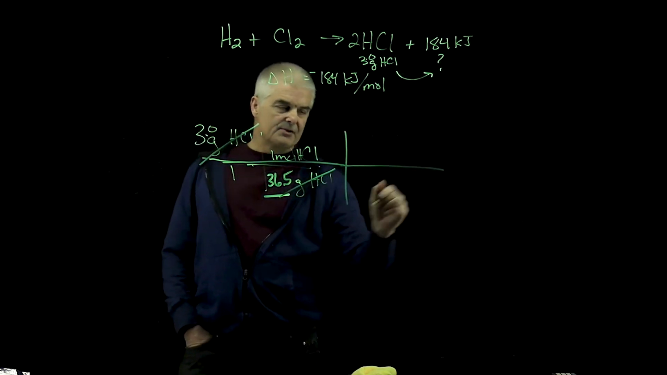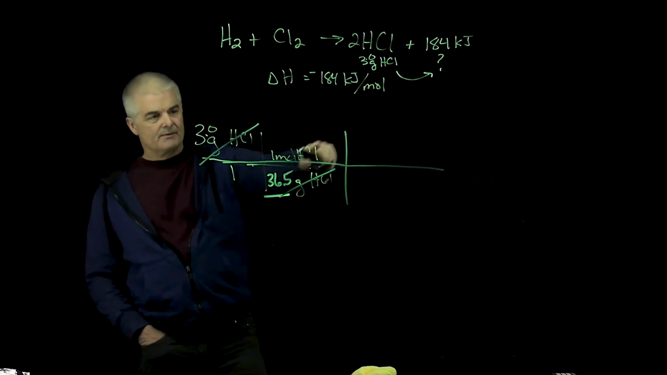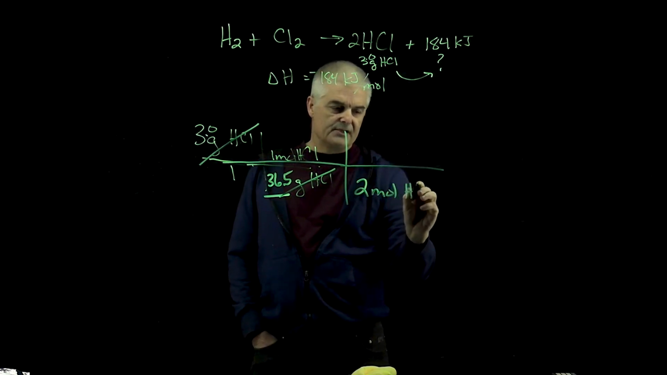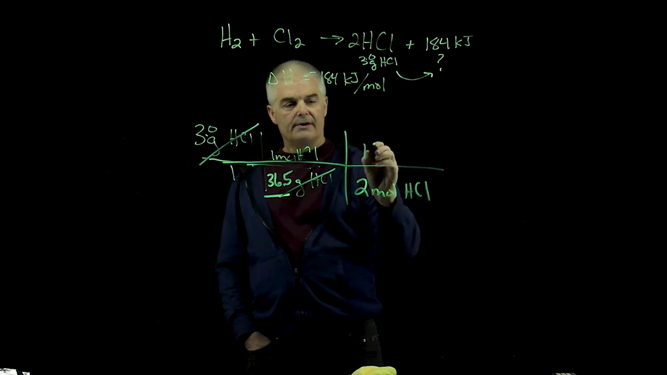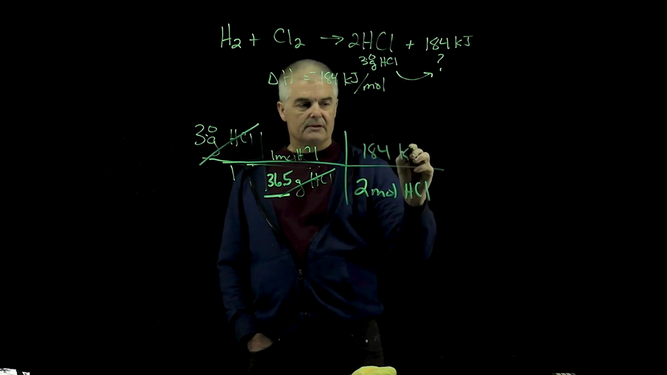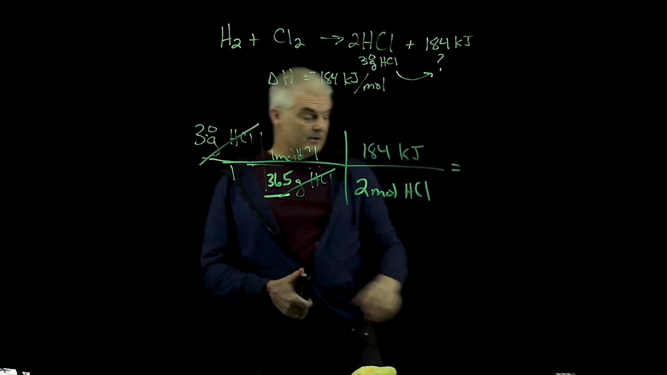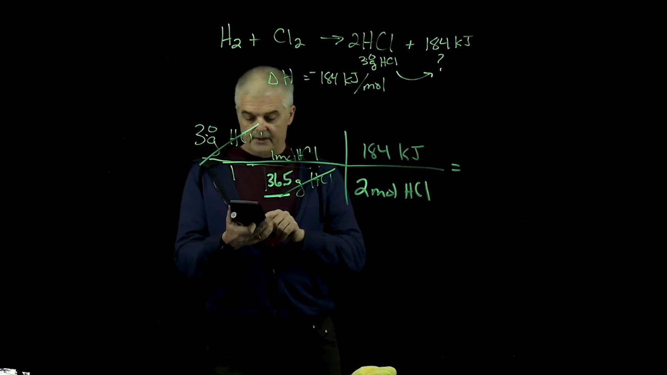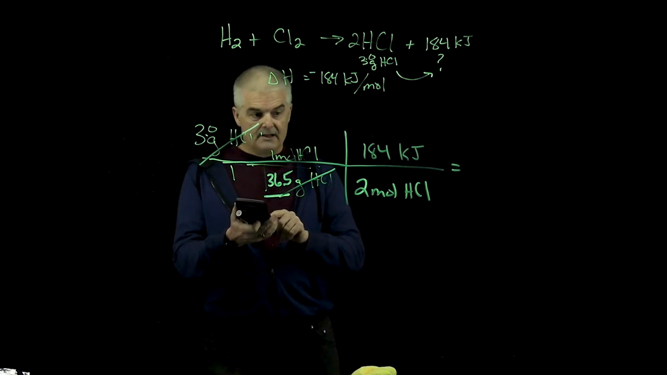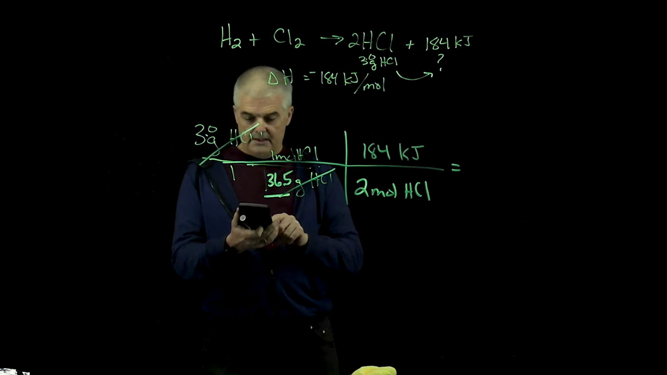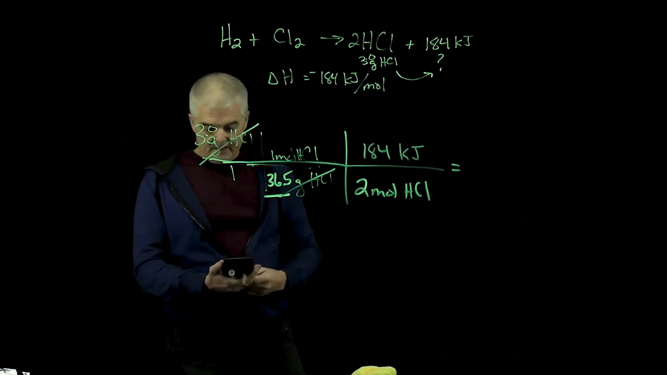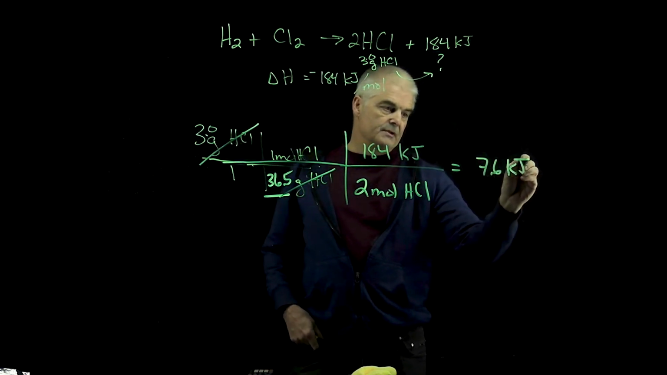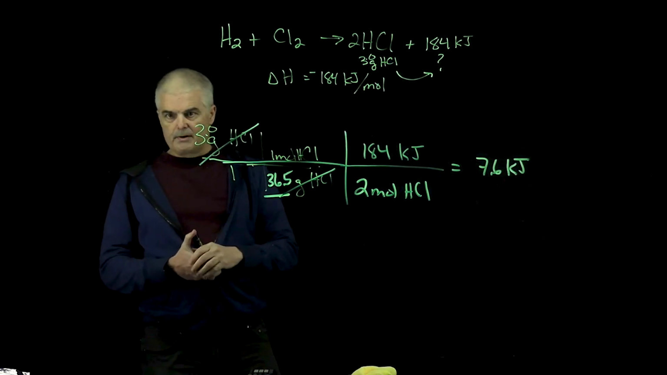Now watch this step. This is the step where we add energy. It's kind of like the mole to mole step. I'm going to say, look, there's a 2 here, so 2 moles of HCl is equal to 184 kilojoules. And that is the answer. Right, you stop there. I asked for energy, so I get my calculator out. There you go. 3 divided by 36.5 times 184 divided by 2, because that's on the bottom, right? And I get 7.6 kilojoules. All right? Let's do one more problem.